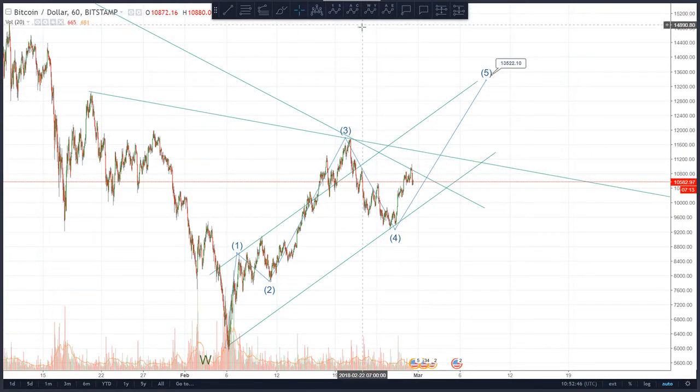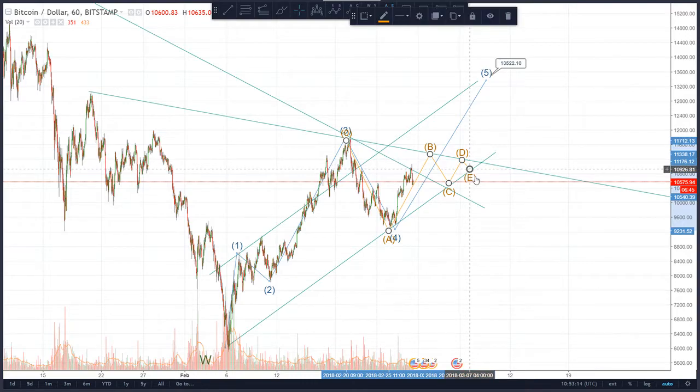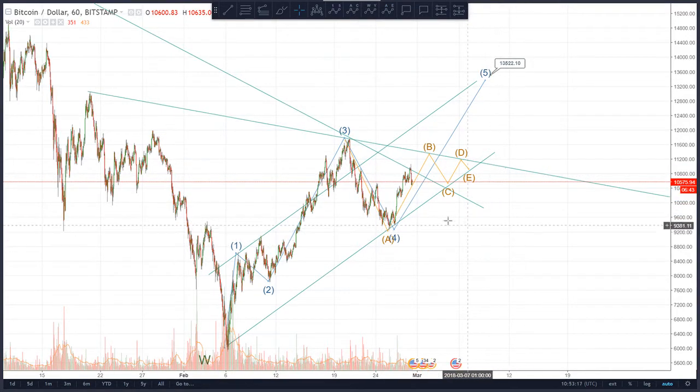Now, as I say, Bitcoin loves triangles, so at any point that we see a triangle potentially forming, especially in a wave 4, we should assume it is going to form a triangle. Now, this is the way that I think the triangle is going to form. So this is wave A, B is going to come up to this line, C down to here, D, E.